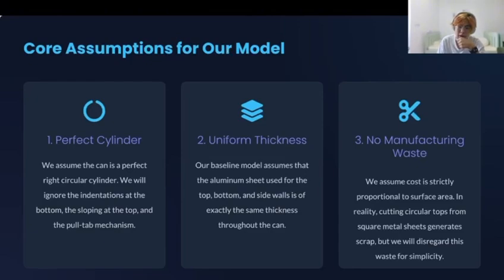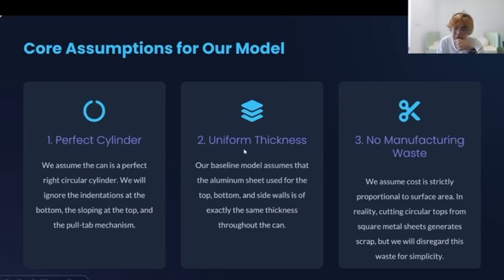Real-world objects have complex variations, so we need to set specific core assumptions to make this problem solvable using the optimization tools that we have learned. First, we assume the beverage can is a perfect cylinder. We assume the can is a perfect right circular cylinder. We will ignore the indentations at the bottom, the sloping at the top, and the pull-tab mechanism.